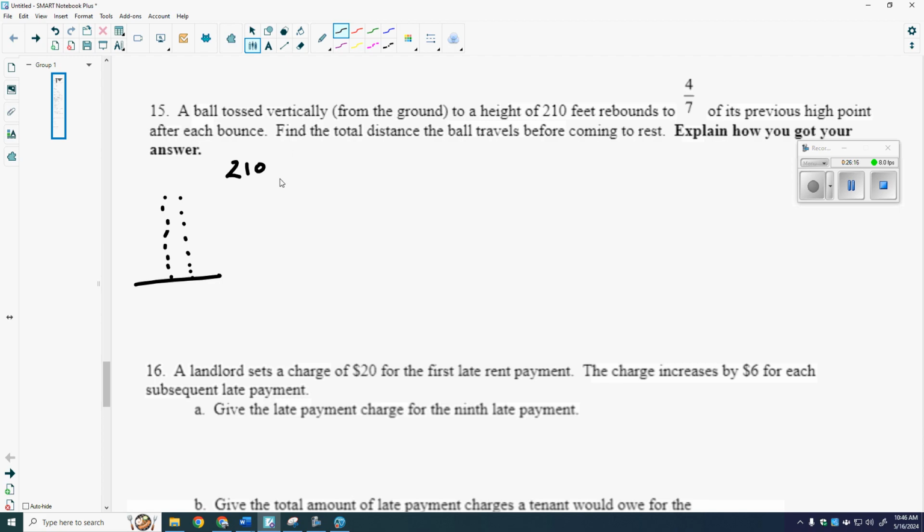The next bounce is 4/7 of that. And I want to know the total distance the ball travels before coming to rest. Total distance the ball travels would be an infinite number of bounces. So all I need is my first term divided by 1 minus r. And r, we are told, is 4/7 times the previous height. My recursive definition. So then I take my calculator and I'm going to go ahead and do it just like that so you can see how I need the parentheses.